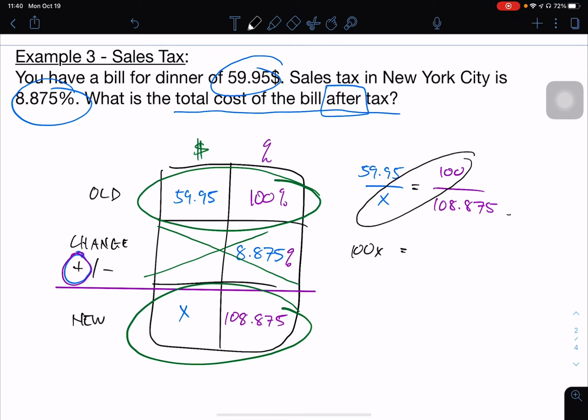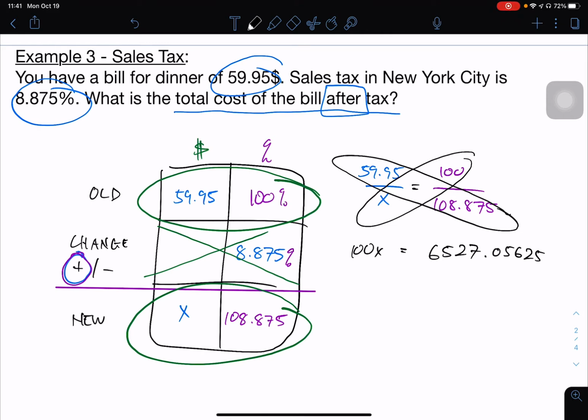And then you just cross multiply. 100x equals this number. Whip out your calculator to do this: 59.95 times 108.875. You should have gotten 6527.0125 (about 6,527). Then you divide both sides by 100, and to divide by 100 means to move the decimal place left twice.